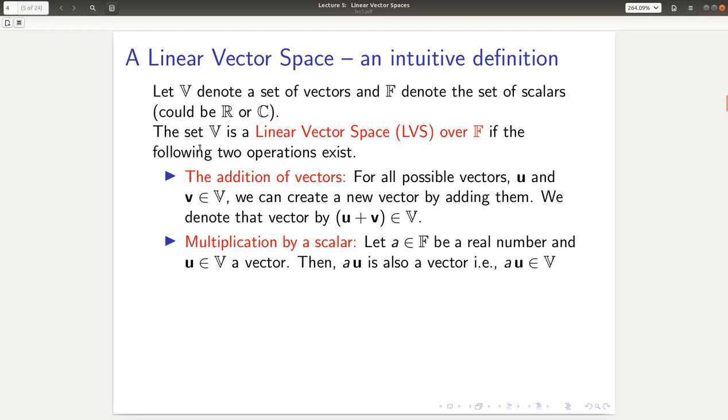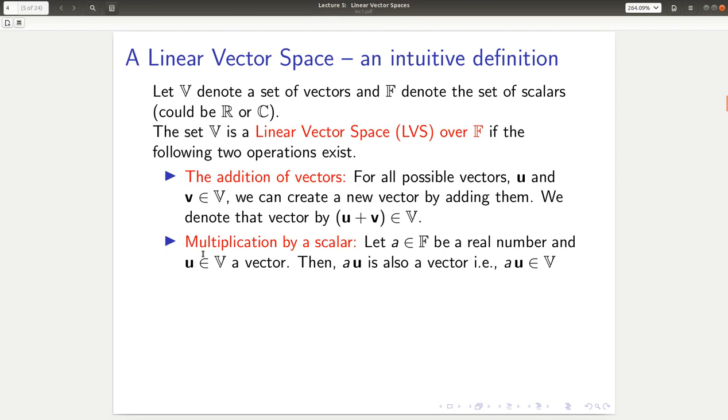So then we have a set V and a set of scalars F. We say that the set V is a linear vector space over F if the following two operations exist. The first is addition of vectors. For all possible vectors u and v, we can create a new vector by adding them, and we denote this vector by u plus v, and this should also be in this set.